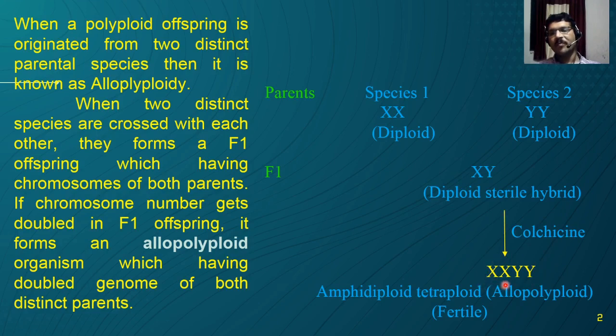Here you can see both X and both Y are present in the organism. This is a tetraploid plant because there are 4 sets of chromosomes: this X set, this X set, this Y set, and this Y set. All these are the 4 sets of chromosomes. Here pairing of chromosomes takes place during meiosis, and they will produce fertile gametes and the organism will be fertile. So in this way allopolyploids can be synthesized or formed.